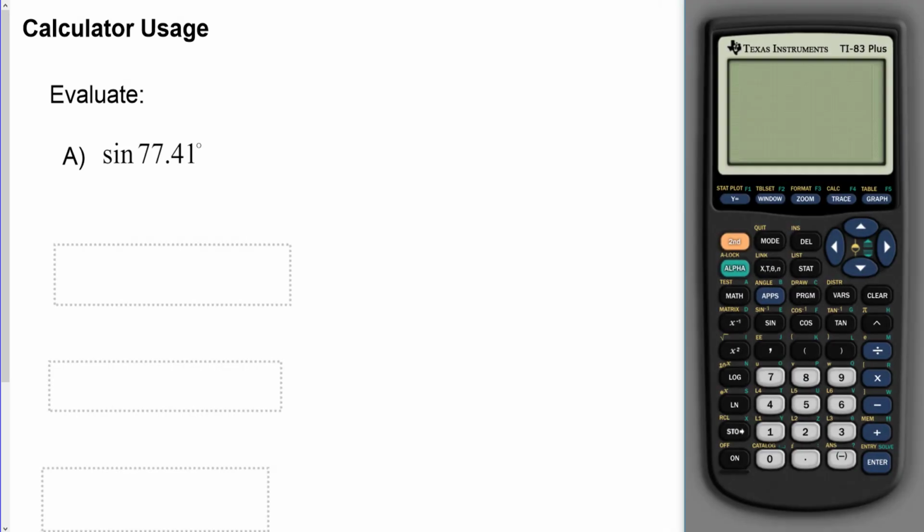Let's calculate the sine of 77.41 degrees. First, make sure you're in degree mode. Get into that habit, because when we start changing between modes, you'll want to check every single time. So the sine of 77.41 degrees, as long as I'm in degree mode, I get the correct answer, 0.9760.